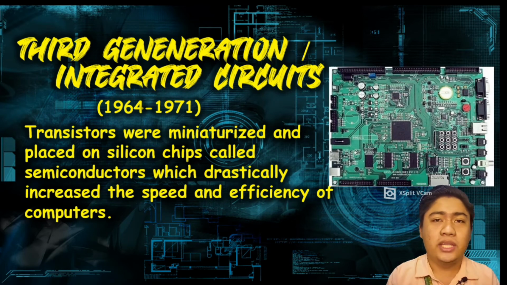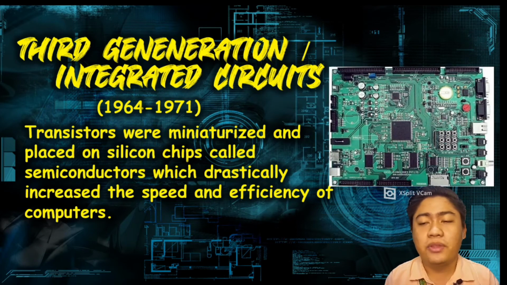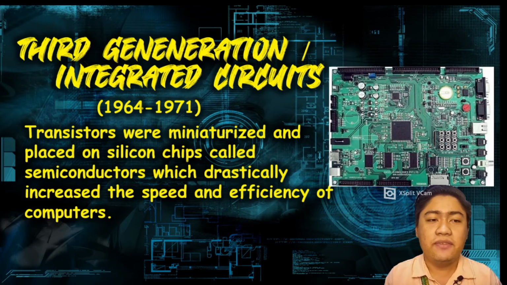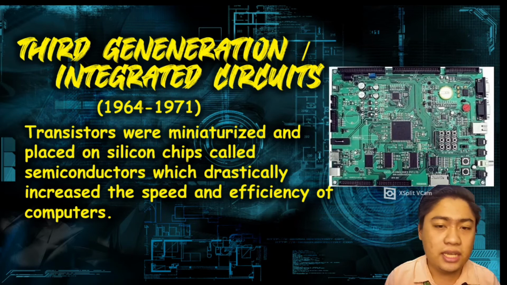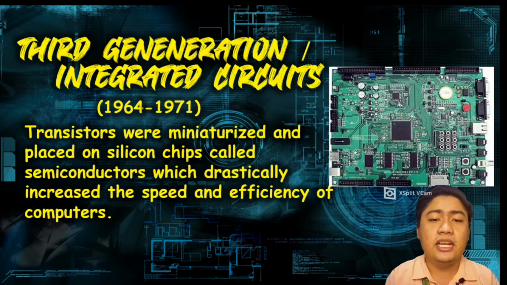Let's proceed with the third generation, the integrated circuits, from 1964 to 1971. The development of integrated circuits was the hallmark of the third generation of computers. It was invented by Jack Kilby in 1958. Transistors were miniaturized and placed on silicon chips called semiconductors, which drastically increased the speed and efficiency of computers. Silicon is the basic material used to make computer chips, along with transistors, diodes, and other electronic circuits and switching devices.